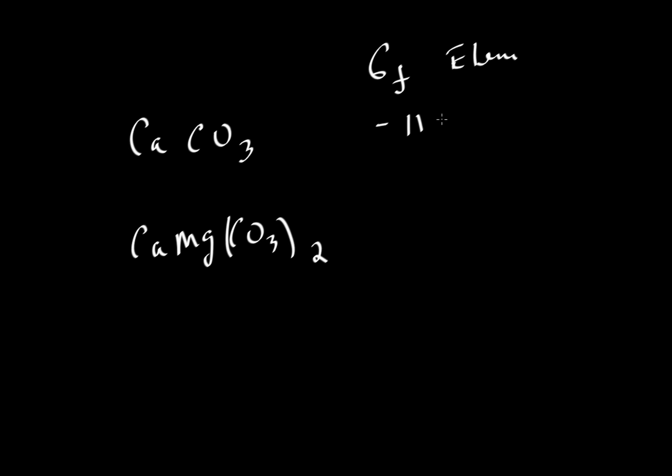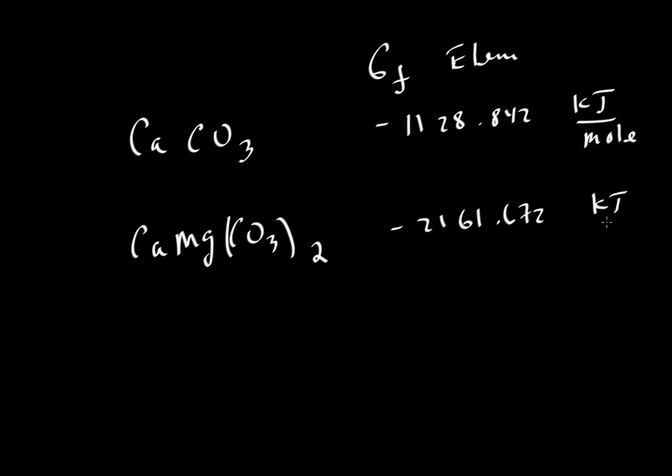Now, the Gibbs Free Energy formation for calcite is listed in Robie et al. as minus 1128.842, and that's in units of kilojoules per mole. And here we have for dolomite minus 2161.672 kilojoules per mole. So what we've done is we've taken energy here and we've divided it by the size of the system, where the size is defined as 1 mole.